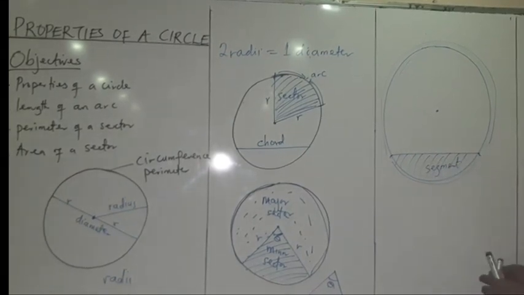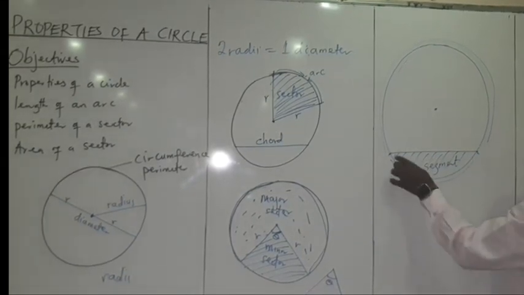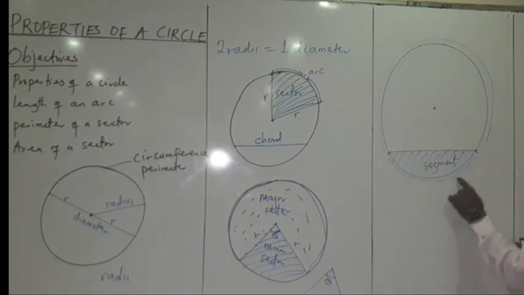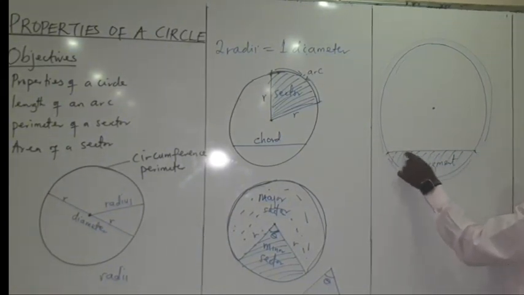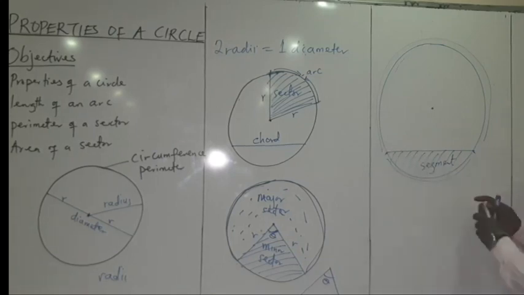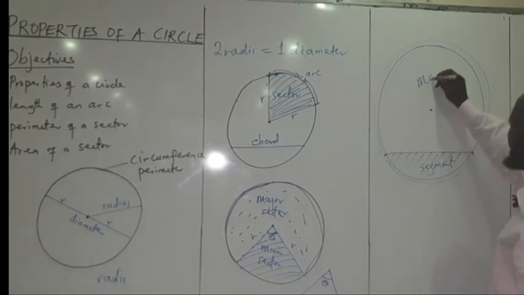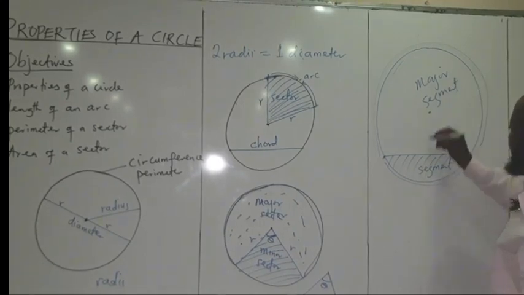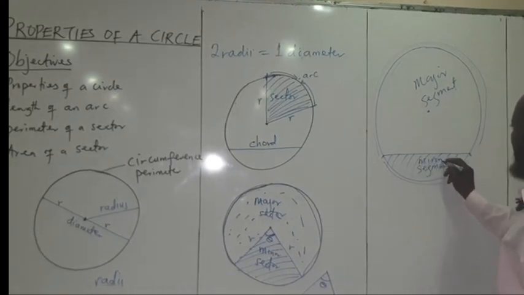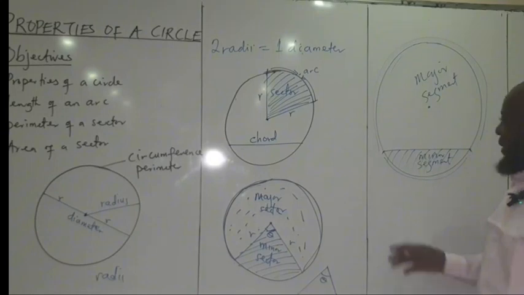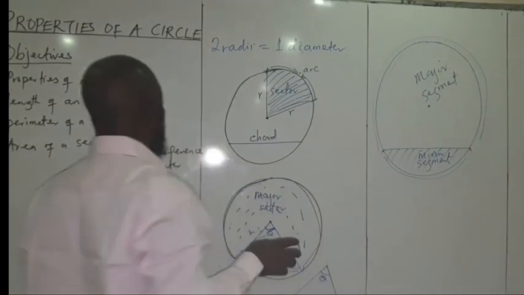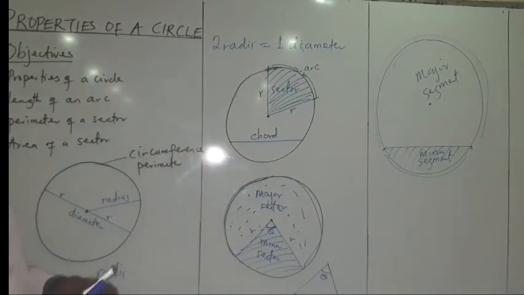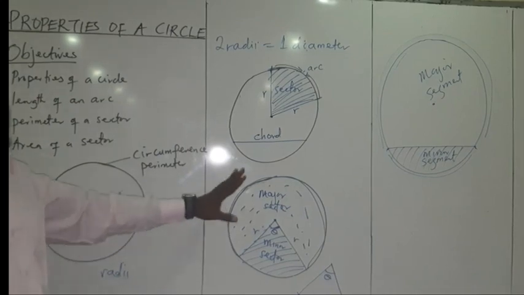Segment. So this is a segment because this is bounded by this chord and this arc. This one also, this is a chord and this arc. So this will then become the major segment. And this is the minor segment. So that is that on the properties of circle that will help us to do some other calculations.